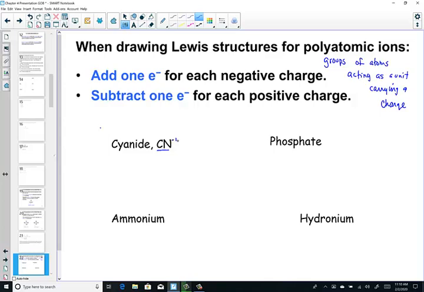Notice that the -1 means that it has one extra electron. And so when carbon, who has 4 valence electrons living in group 4A, and nitrogen, who has 5 valence electrons living in group 5A, and then notice that the -1 charge means that you have an extra electron, you get to add an extra electron to this dot structure that you create. So cyanide is going to be built with 10 dots, 10 valence electrons.